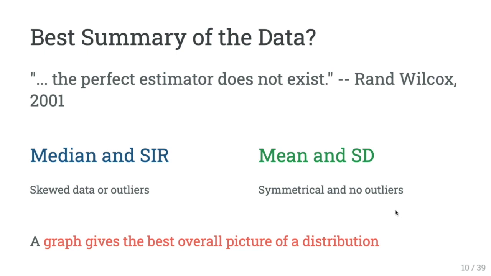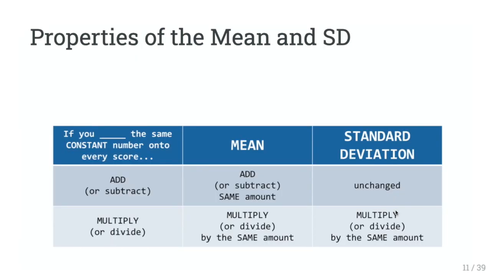But as you might have guessed, with my bias, a graph usually gives the best overall picture of a distribution. These summary statistics give us a lot of good information, but a graph can usually tell the full story much, much quicker.